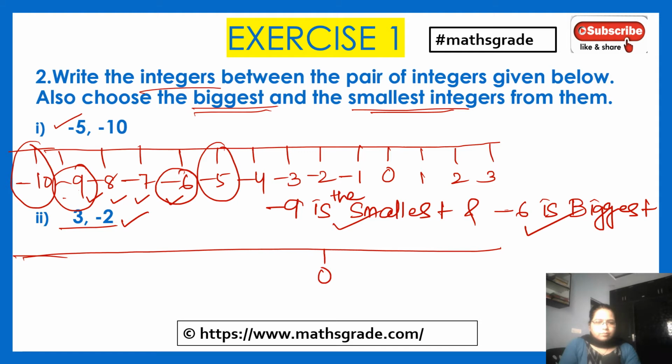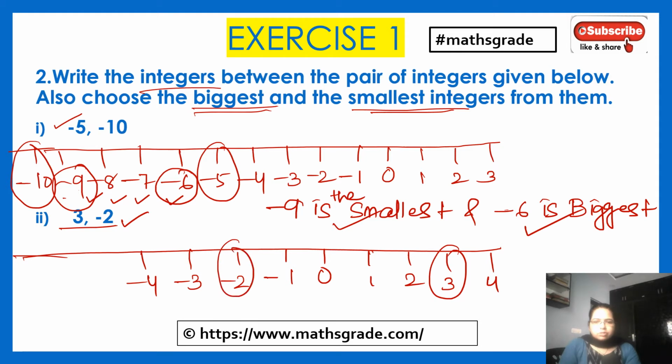This is 0, and from 0 to the right hand side all are positive integers, 1, 2, 3, 4, and from 0 to the left hand side all are negative integers, -1, -2, -3, -4. We have given 3 and -2. This is 3 and this is -2. These two integers are given, and we have to find the other integers between 3 and -2.